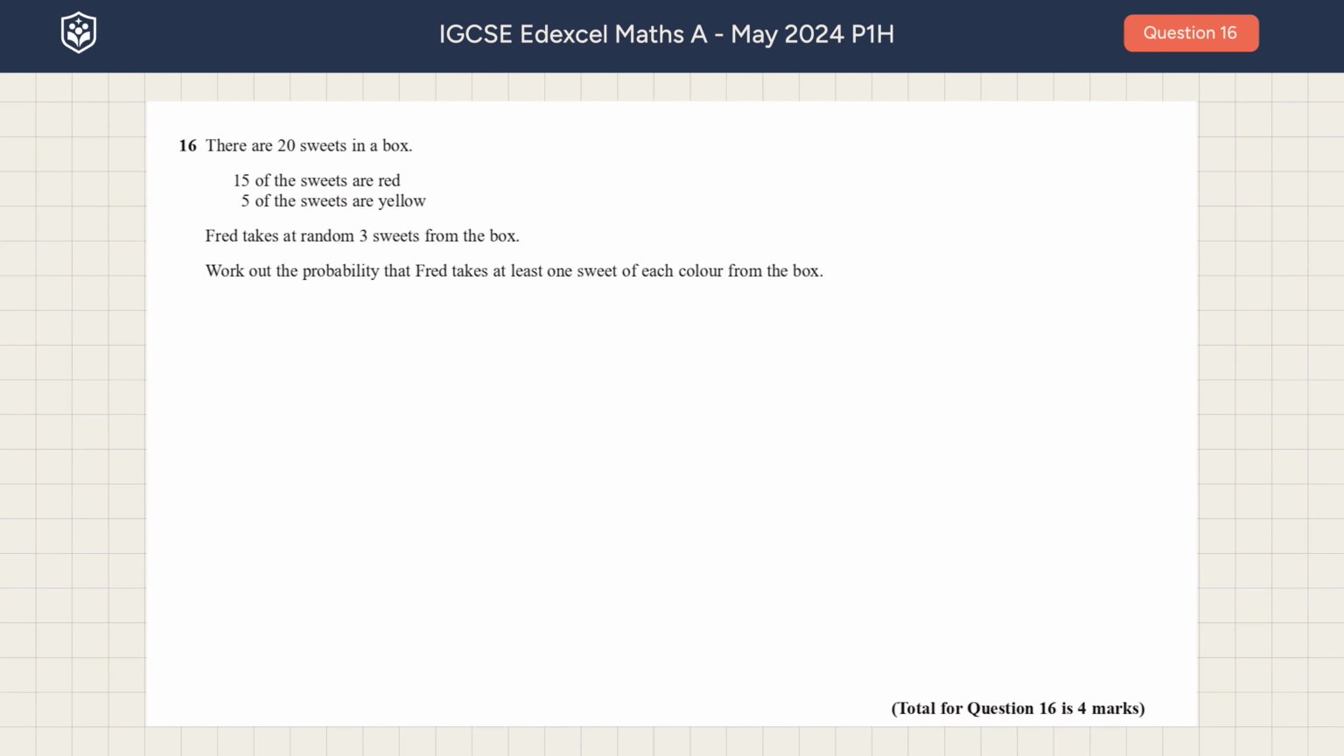Next, question 16, which is another probability question. There are 20 sweets in a box where 15 of the sweets are red and 5 are yellow. Fred takes 3 sweets at random from the box. We are asked to work out the probability that Fred takes at least 1 sweet of each color from the box.